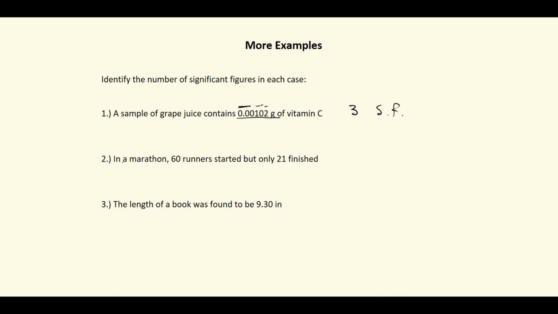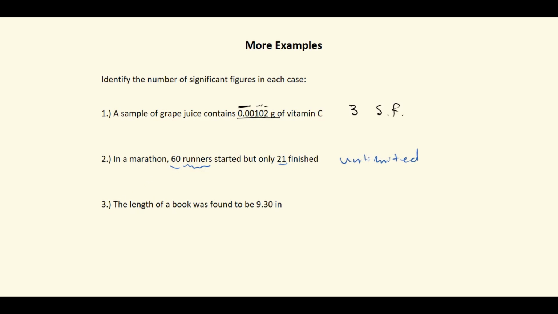The next one says, in a marathon, 60 runners started, but only 21 finished. So here we have 2 quantities, 60 and 21, and we're talking about runners. So we know that this is a counted quantity because we can't have half or a quarter of a runner. So this would have unlimited significant figures because this is not a measured quantity. This is a counted quantity.